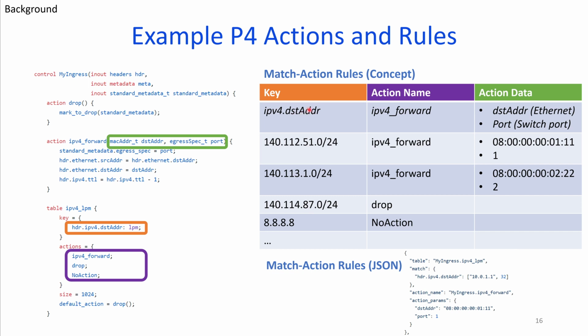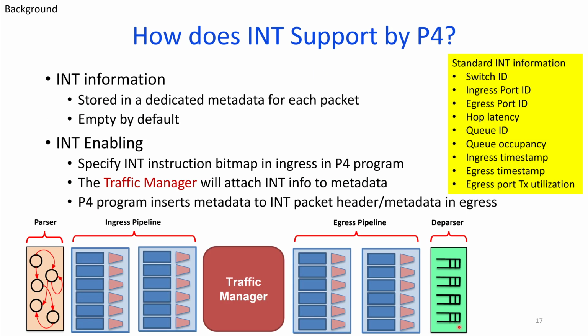For example, this key should be mapped to this action name. So when the switch sees this key, this function will be invoked. When the switch sees this IP range, this action data will be passed to the action function. The actual form of the rules is described in a semi-structured data format, such as JSON, not this table. It's just a concept, not a real match action rule format.